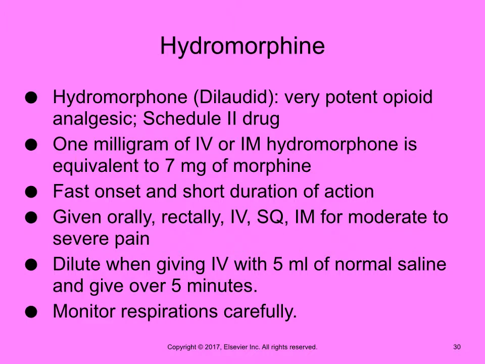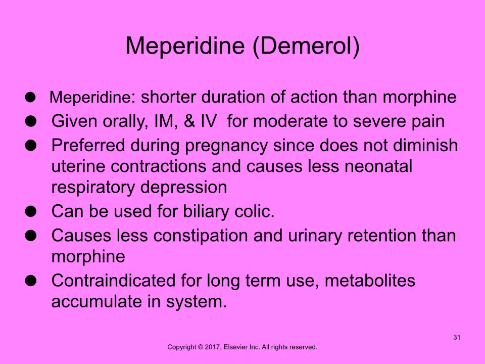Hydromorphone or Dilaudid is very potent as well. 1 milligram is equivalent to 7 milligrams of morphine. It's fast acting, short duration. It's 6 times more potent than morphine, with fewer hypnotic effects and less GI distress. Used in a variety of routes. And when you give it IV, you want to dilute it in 5 milliliters of normal saline and give it over 5 minutes. So that way you're giving a milliliter a minute, and monitor the respirations carefully.